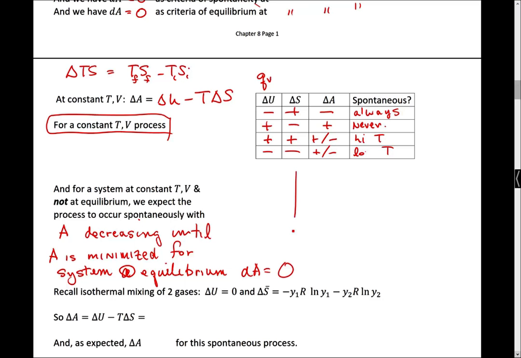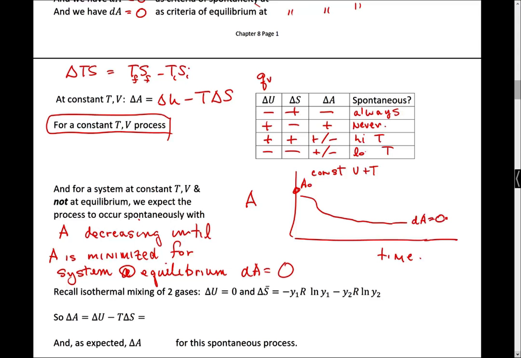And then graphically, we can show that for constant V and T process, the Helmholtz energy is a function of time. We'll start out at some initial value, I'll just call A naught, right? And whatever process occurs, it's going to decrease until that time where dA is equal to 0. I have equilibrium, and A is minimized. Okay?